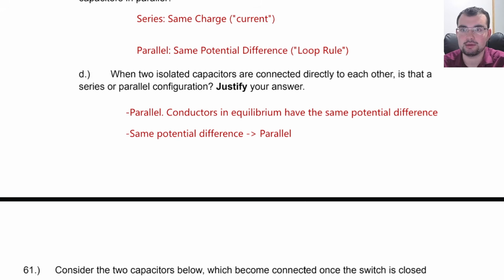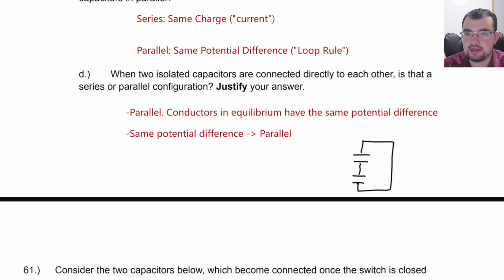So that is parallel. So even though it looks series, like I can totally draw something like this, this definitely looks like it's series. And it would be series if there was a battery here. But this is actually parallel because the capacitors form a closed loop with each other.